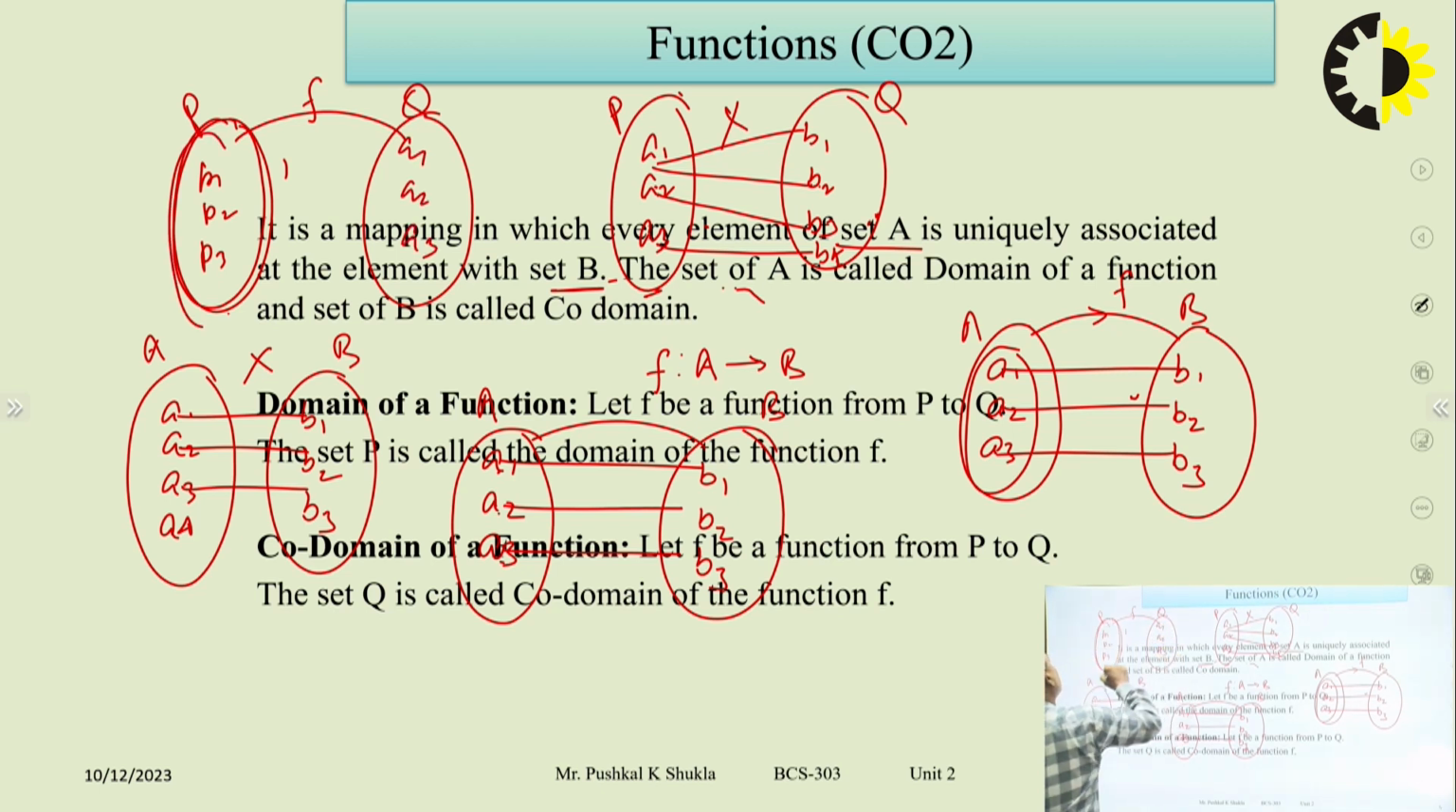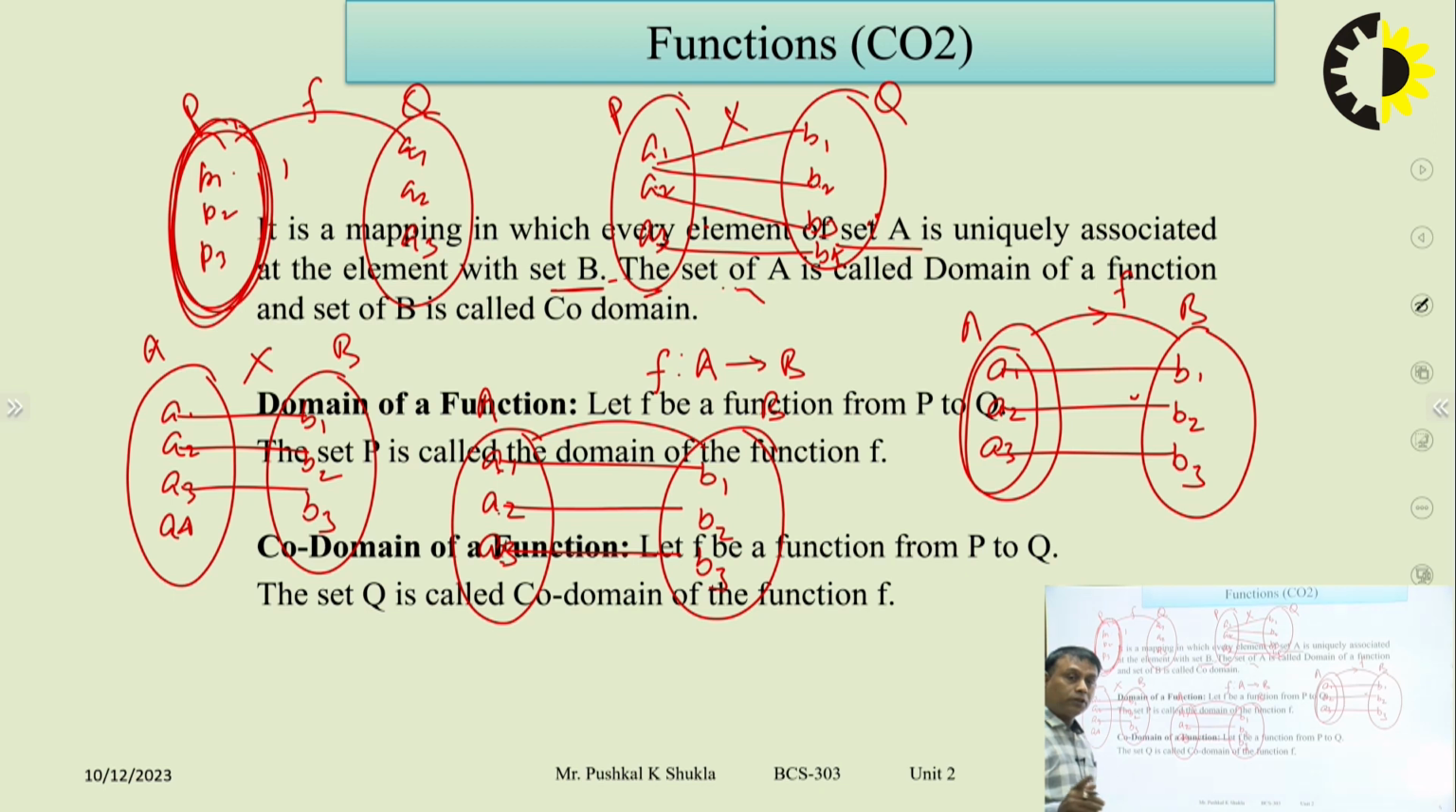This is the domain part. The domain of the function is P1, P2, P3 and the codomain is Q1, Q2, Q3. This is the codomain. The elements of set Q are the codomain of the function and the elements of set P are the domain of function f.